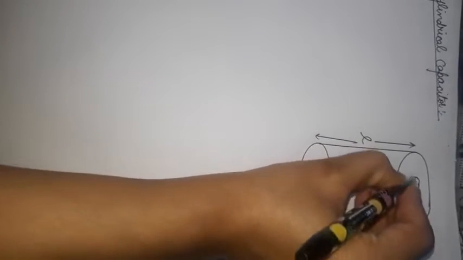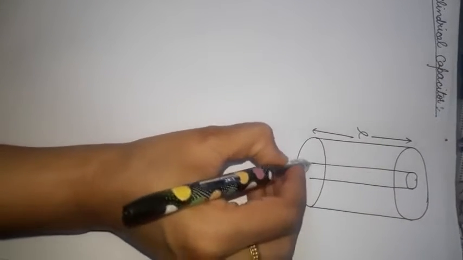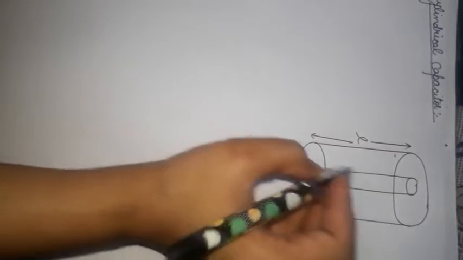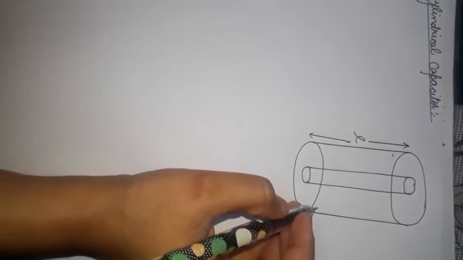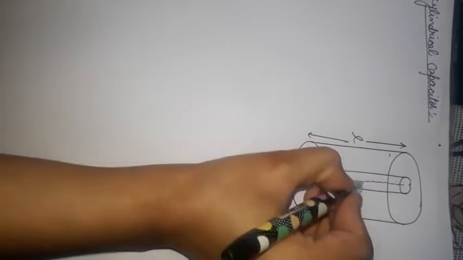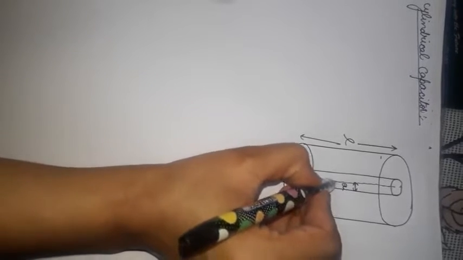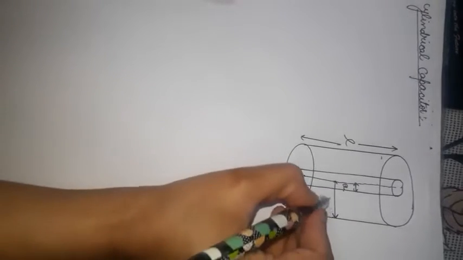We consider another cylinder inside this cylinder, and each cylinder is of length L and radii are a and b. Suppose the radius of this inner part is a, and the radius from this point up to the outer surface is b.